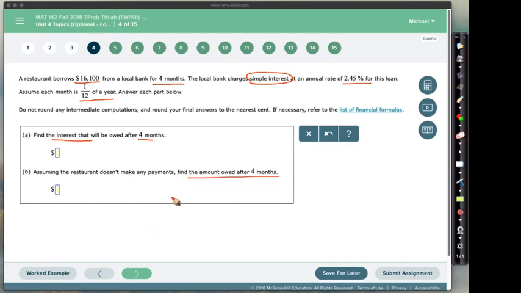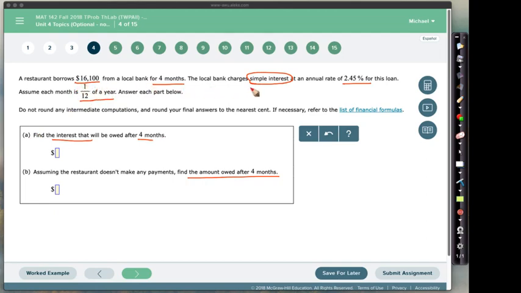So simple interest, we calculate this really the same as if it was a savings or a loan. Remember, a loan is really somebody else's savings. You're just on the other side of the table when you're borrowing versus when you're investing. So the mathematics is the same for a loan as it is for savings, which is kind of cool.